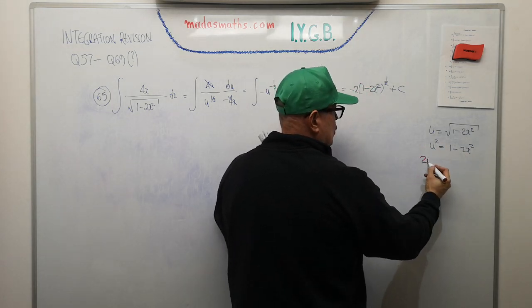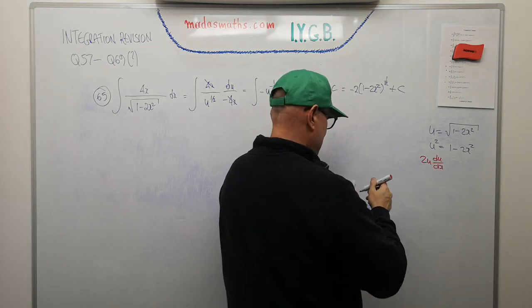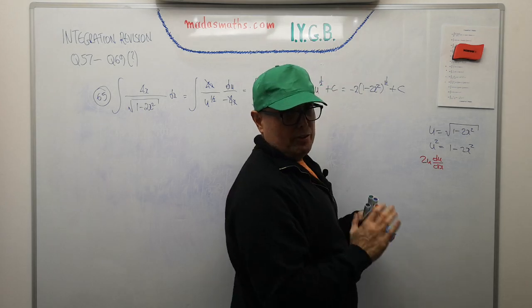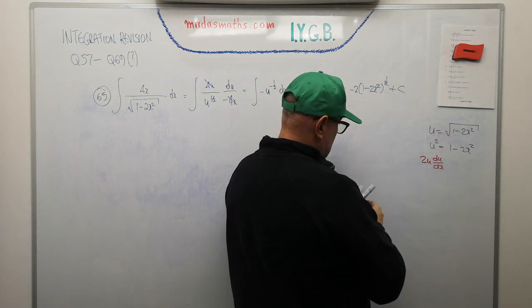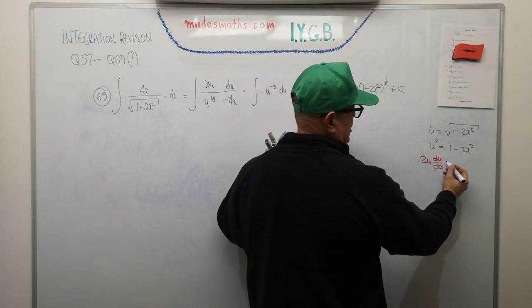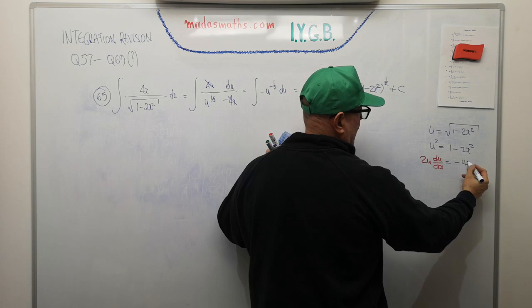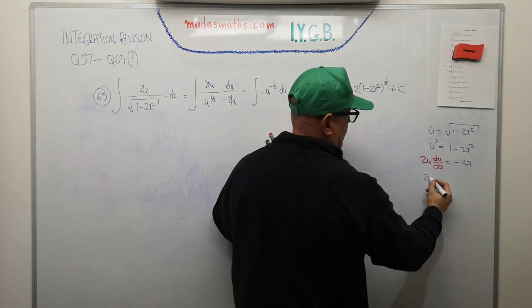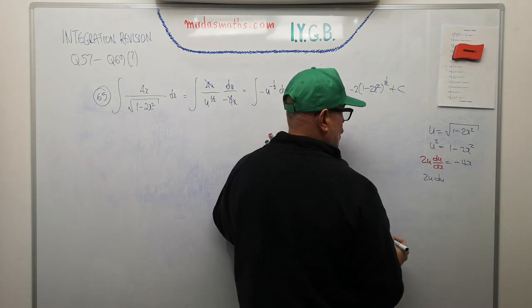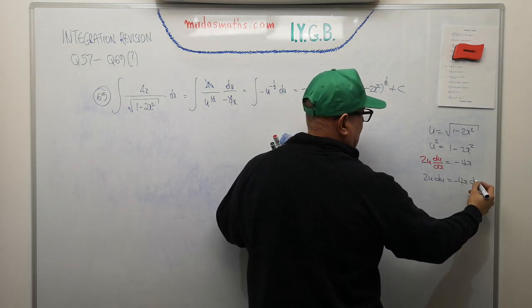So you're going to get 2u du by dx. If that doesn't make sense because you haven't done implicit differentiation, please ignore this particular approach, okay? It will make sense once you've done implicit differentiation. And now differentiate that to a 0 minus 4x. I'm going to tidy. 2u du is equal to minus 4x dx.